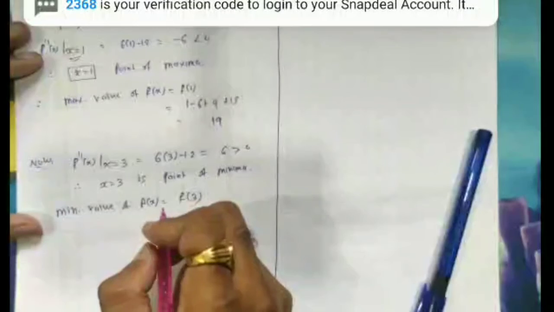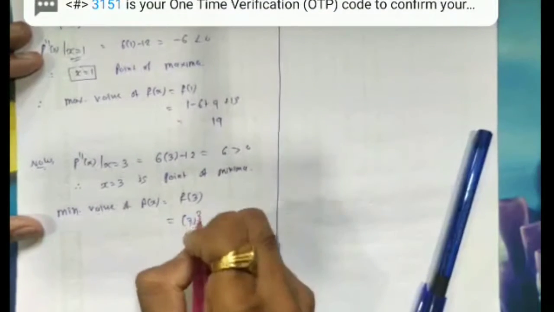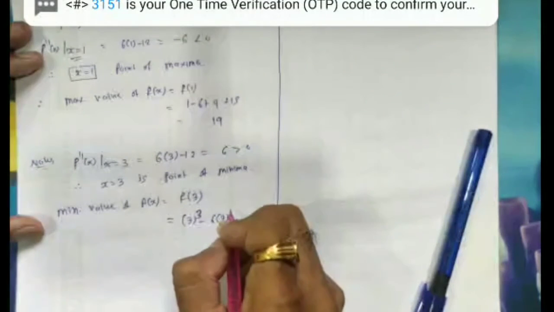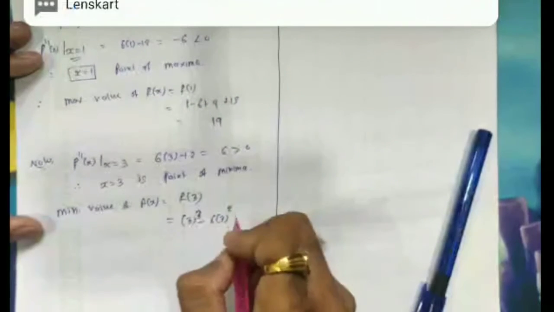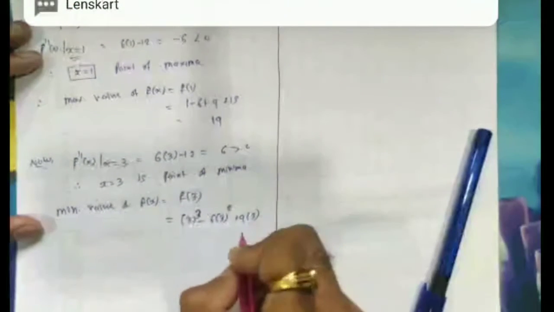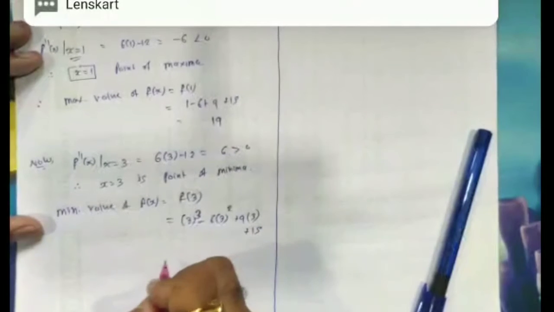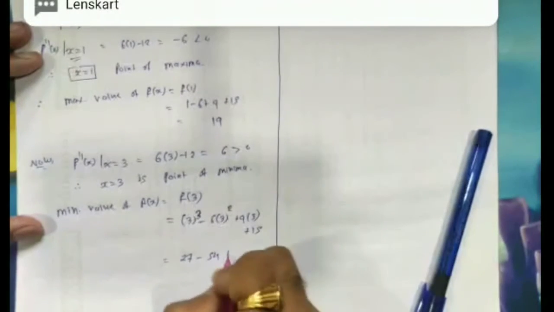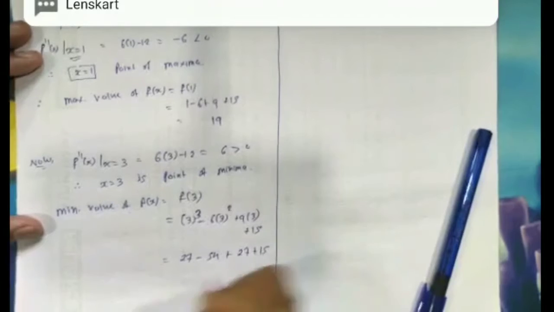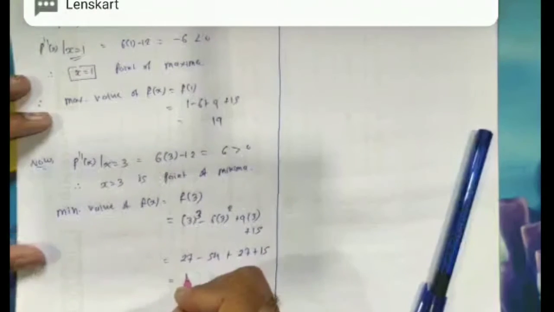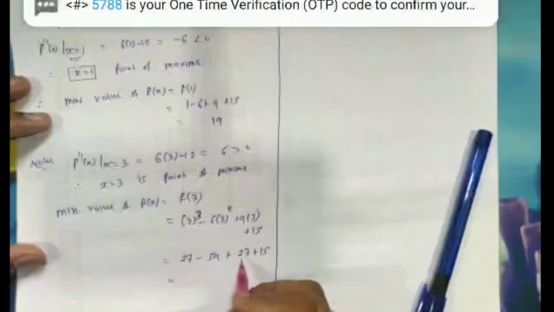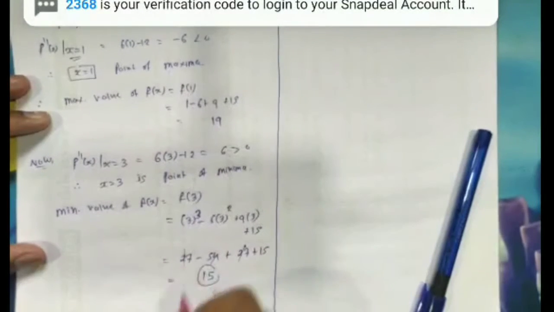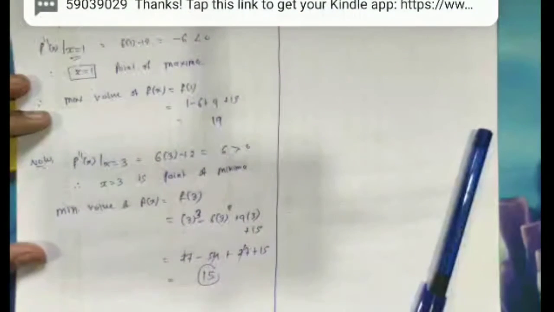Our function is x cube minus 6x square plus 9x plus 15. So it's 3 cube minus 6 into 3 square plus 9 into 3 plus 15. So it's 27 minus 54 plus 27 plus 15. So our minimum value will be 15.